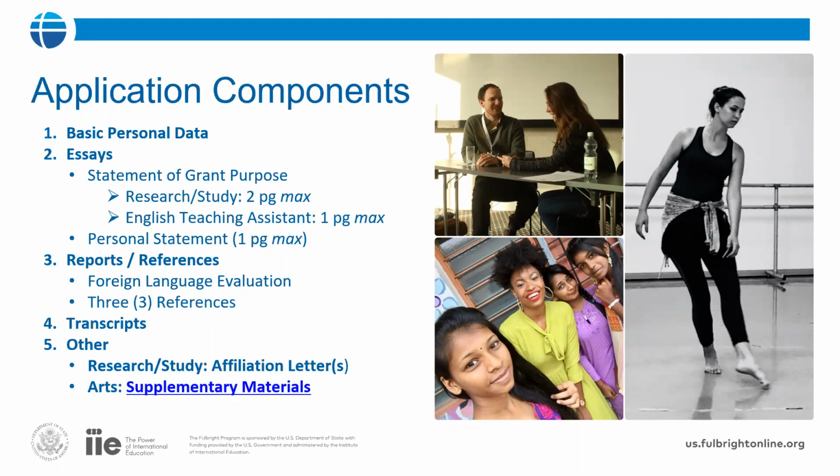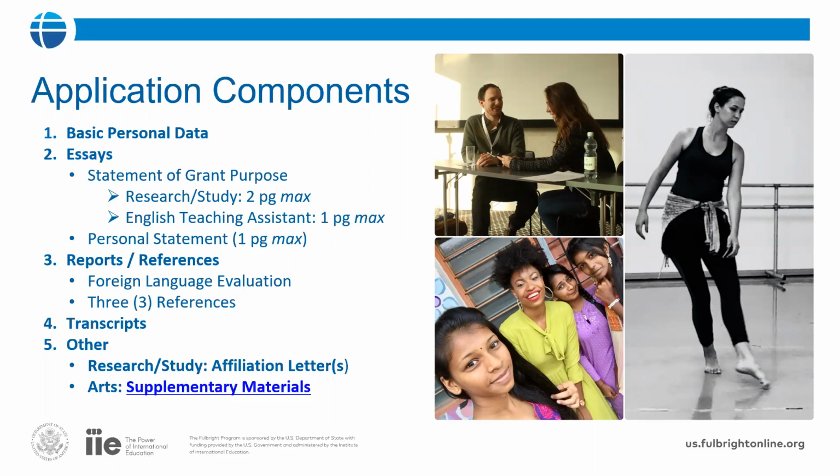The statement of grant purpose is 2 pages for research and study grants and only 1 page for an ETA. The personal statement is just 1 page for any type of grant. We talk about these essays as it can be tricky to figure out what goes in which essay, to be honest. There's a lot of overlap. And so one of the major things that our office does in helping you through the process is help you figure out what goes where, okay?